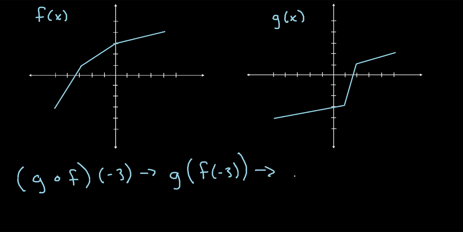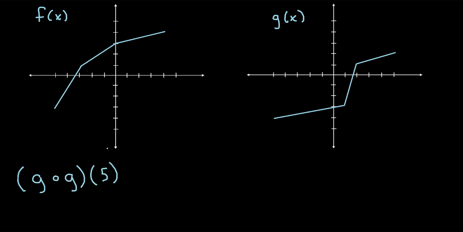So we can say now we're trying to find g of 1. So if we move over to our g of x graph, at an x value of 1 right here, what's our y value? 1, 2, 3, negative 3. So g of 1 is negative 3. So this is our final answer. g of f of negative 3 turns out to be negative 3.